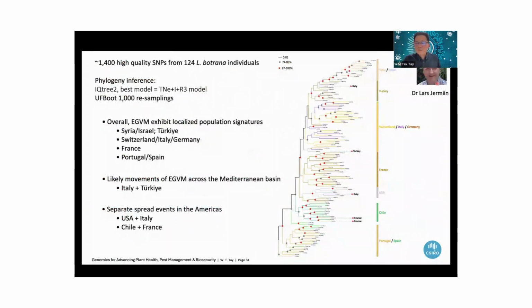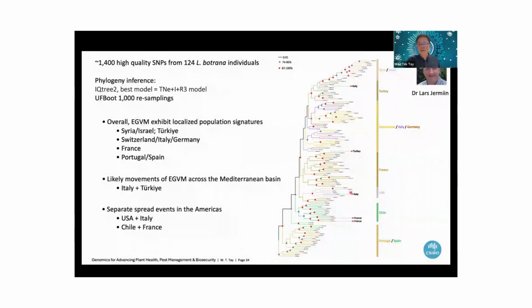Now, Lars Germain, an expert in molecular evolution, then looked at the phylogenetic pattern of this invasive and native population. And we can show that the population in the US, in fact, is matching to Italy, and in Chile is matching to France. So we can identify the native range and the invasive populations. But importantly, we also identify movements within the native range, such as Italy going into Turkey.